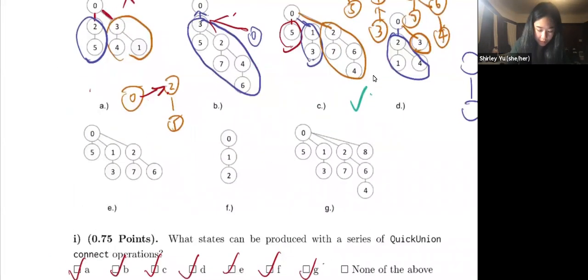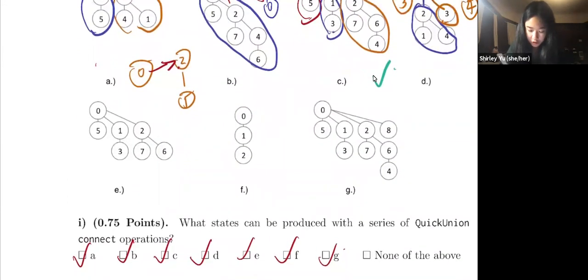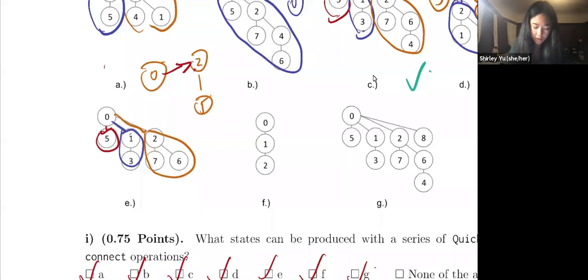Moving on to part E. Let's do the same thing. 5 is its own component, 1 and 3 is its own component because it's the subtree rooted at 1. 2, 7, 6 is its own component. Let's start from the smallest one. So let's append 5 to 0. Now we have a component of size 2. Then component 1, 3 goes to 0, 5. Now we have a component of size 4.